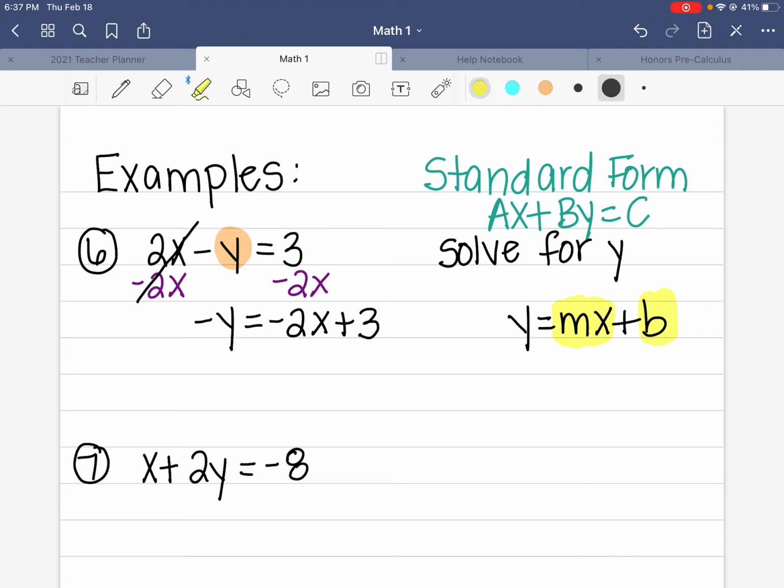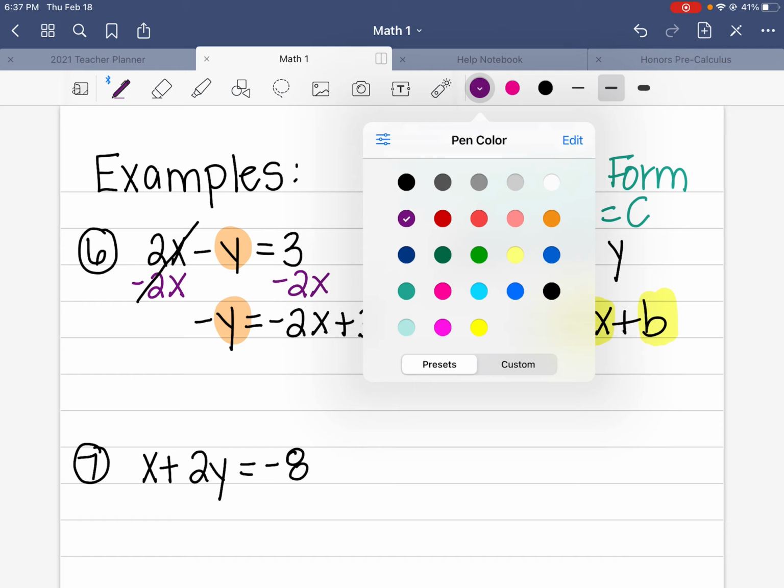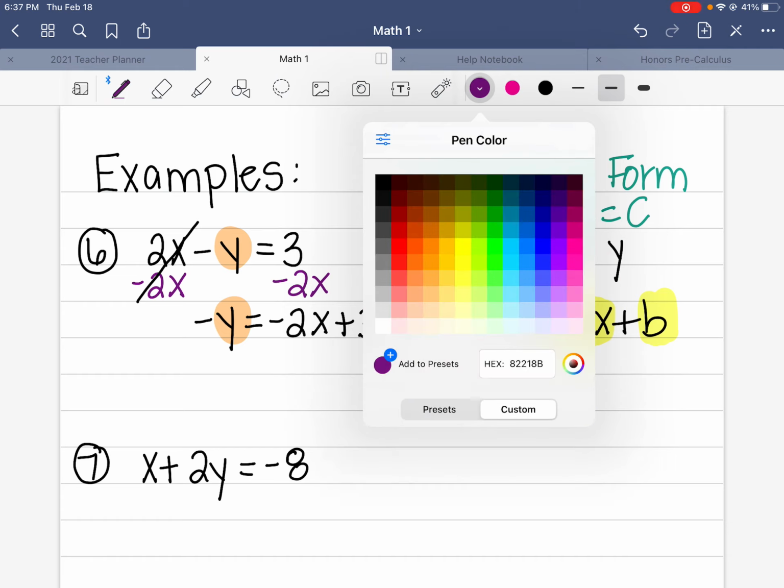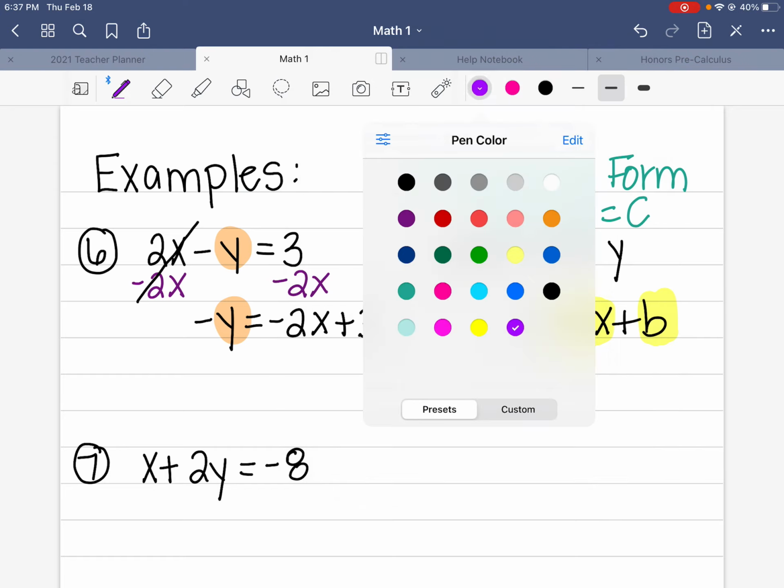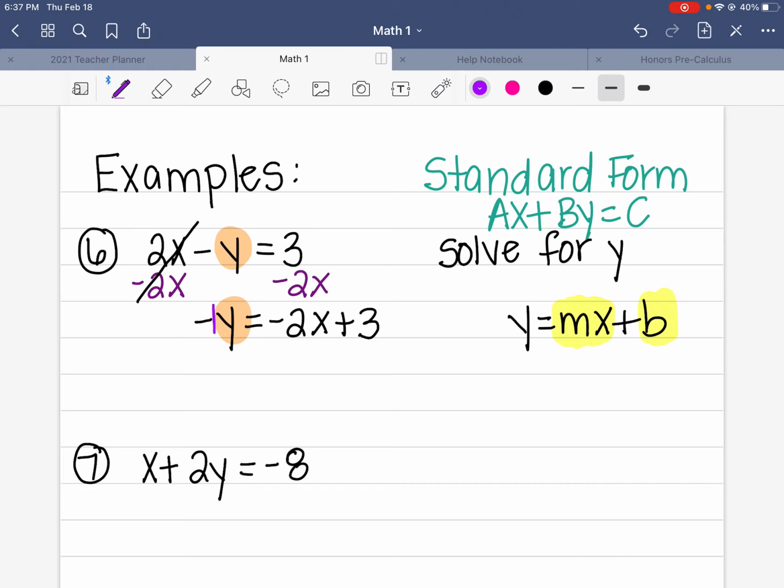Now, we are still trying to get y by itself, okay? So that y has a 1 in front. So when I put that 1 in front, that means that I'm now going to divide by negative 1. But when I divide by negative 1, I have to do it to both sides. All right, so that's going to cross out. I have y left. And at this point, we are going to simplify.